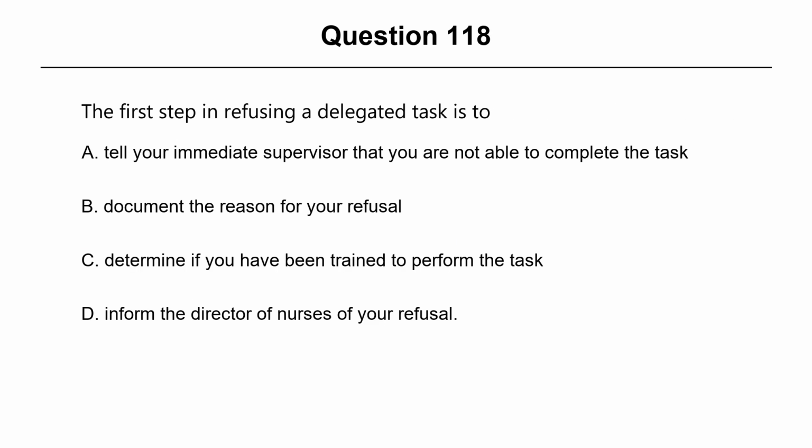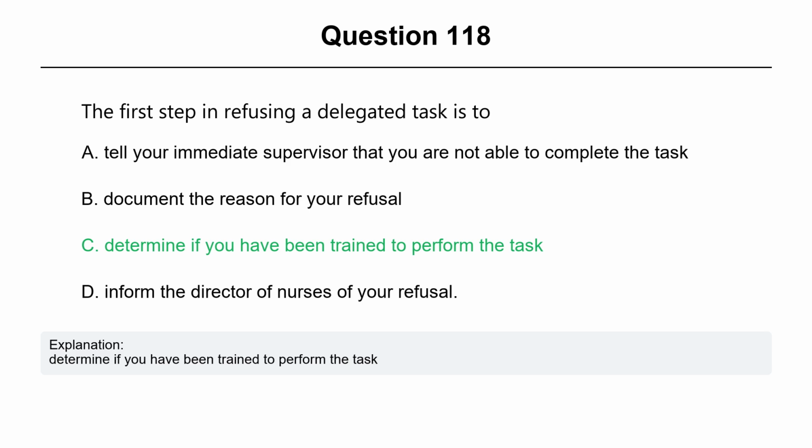Question 118. The first step in refusing a delegated task is to Option A, tell your immediate supervisor that you are not able to complete the task. Option B, document the reason for your refusal. Option C, determine if you have been trained to perform the task. Option D, inform the director of nurses of your refusal. The correct answer is option C, determine if you have been trained to perform the task.